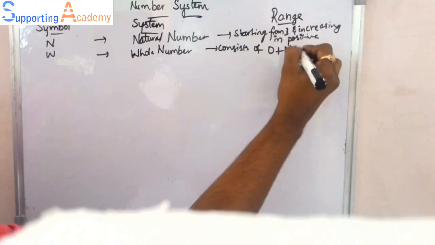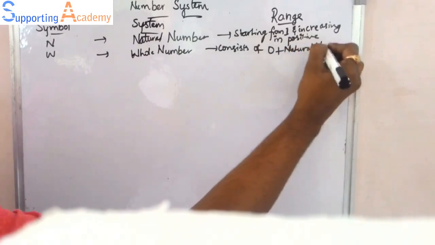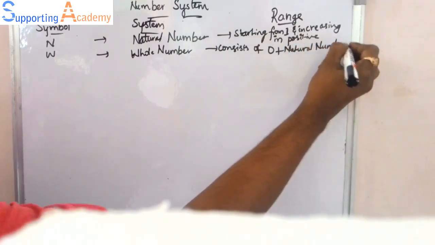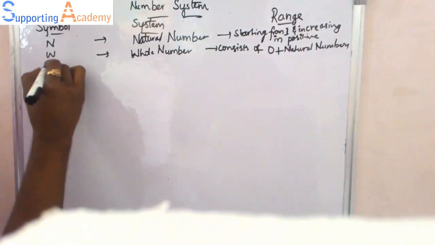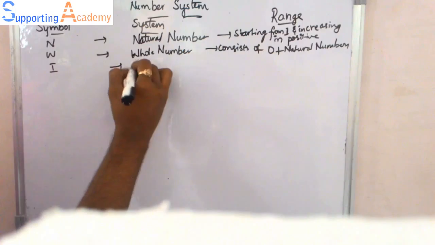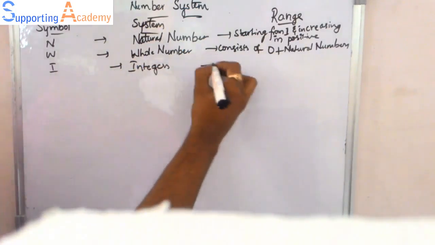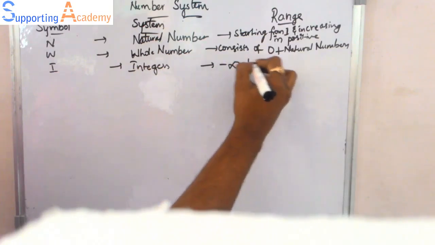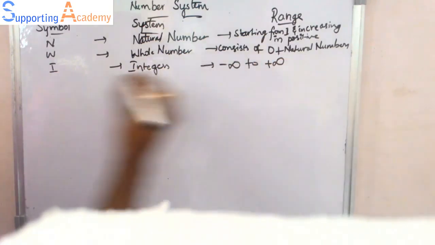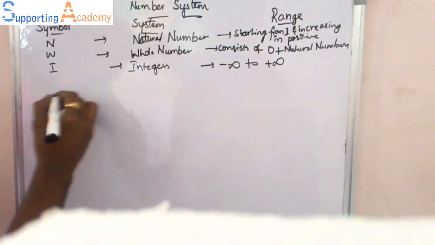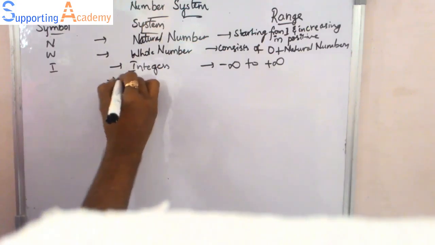Next, integers. Integers are those which have both positive and negative. Unlike whole numbers, which are only positive and 0, or natural numbers, which are only positive, the integers are both positive and negative. 0 is neither a positive integer nor a negative integer. Remember this point. And later it is followed by the rational numbers.